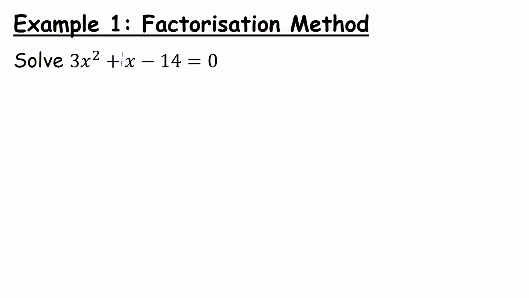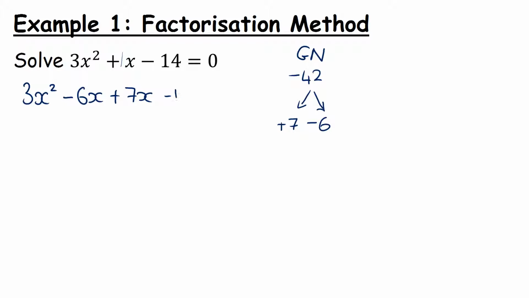Like I said earlier, if you want to revise the guide number method in more detail, there is a factorization video, so I'm just going to crack through this. Our guide number in this case is negative 42, and that's coming from 3 by minus 14. Then we need the factors of that. 7 sixes are 42, and they should be a plus 7 and a minus 6, which add to give me a plus 1, which is what we want. So now we're going to rewrite it: 3x squared minus 6x plus 7x minus 14 equals 0.